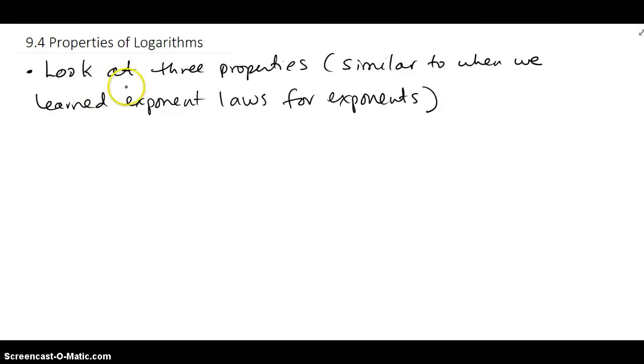In this section, we're going to look at some properties for logarithms. They're similar to rules that we learned for exponents. For example, when we learned about exponents, we looked at things like x squared times x cubed is actually x to the fifth, because if they have the same base and you're multiplying, you add the exponents.